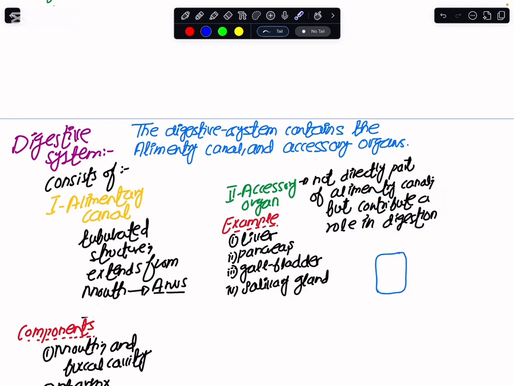And among these accessory organs, we have the liver, the pancreas, the gallbladder, and the salivary glands. So they are the accessory organs.